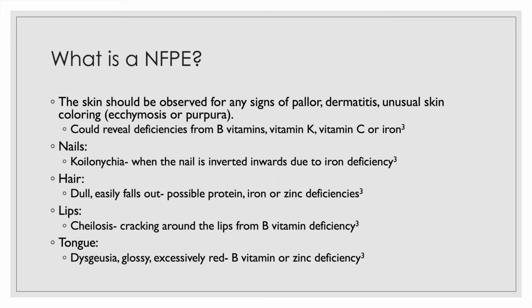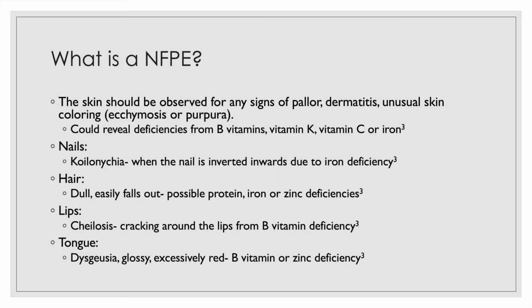We could then move on to the nails and look for any koilonychia, which is when the nails invert inwards, and that is typically due to iron deficiency. And we could also observe the nails for any other abnormalities as well. And if the hair is dull and it's easily falling out, that could be a sign of protein, iron, or zinc deficiencies, as well as sometimes when the hair is coiled, that could be a sign of deficiency as well.